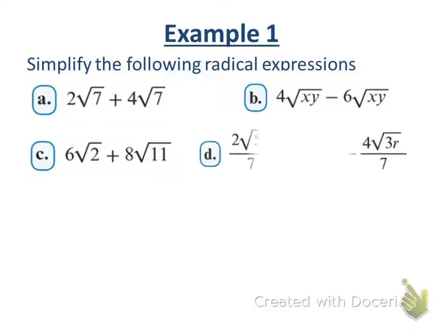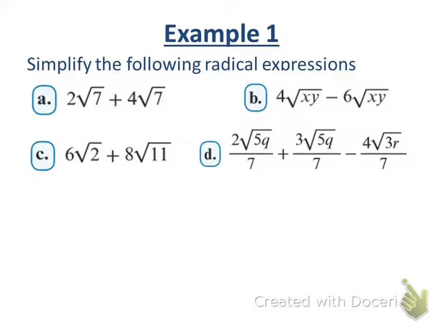What about this? Now, this looks complicated, but don't get all wrapped up in how complicated it looks. We could add the first two. Why can we add the first two, Brooklyn? Because they're like radicals, yeah, and the denominators are the same.